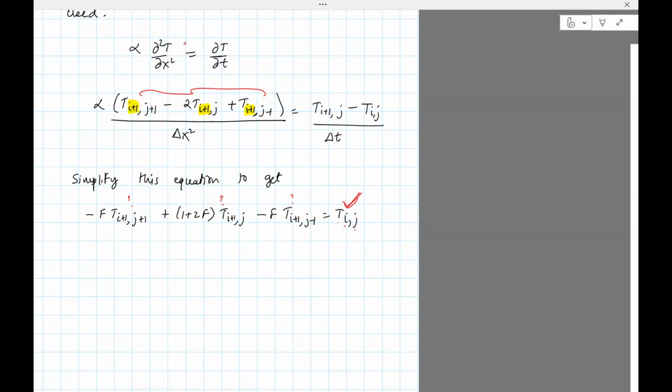If you thought that was difficult to understand, it will become clear when I do an example problem in the class. Okay.